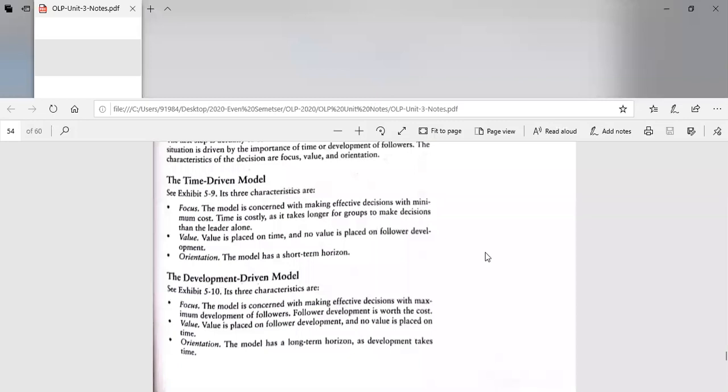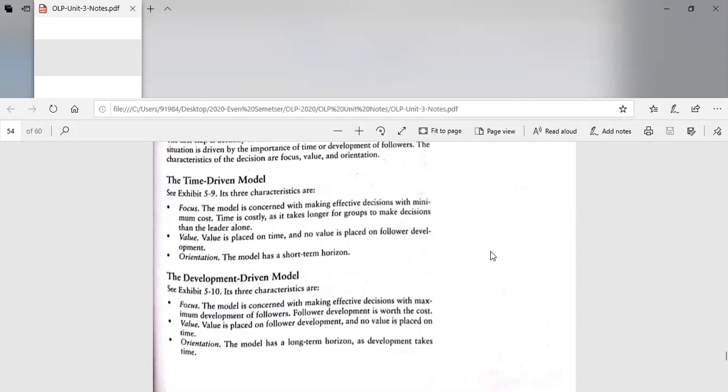Then it is value. Value is placed on time and no value is placed on follower development. So you have to place a value on the time you have spent. That is one more orientation here. The model has a short-term horizon. Sometimes the decision needs to be taken quickly, so the time horizon will be very short-term. You cannot wait for a long-term decision, maybe with contingencies or something sudden like a fire. So you have to go with immediate implementation of some decisions.